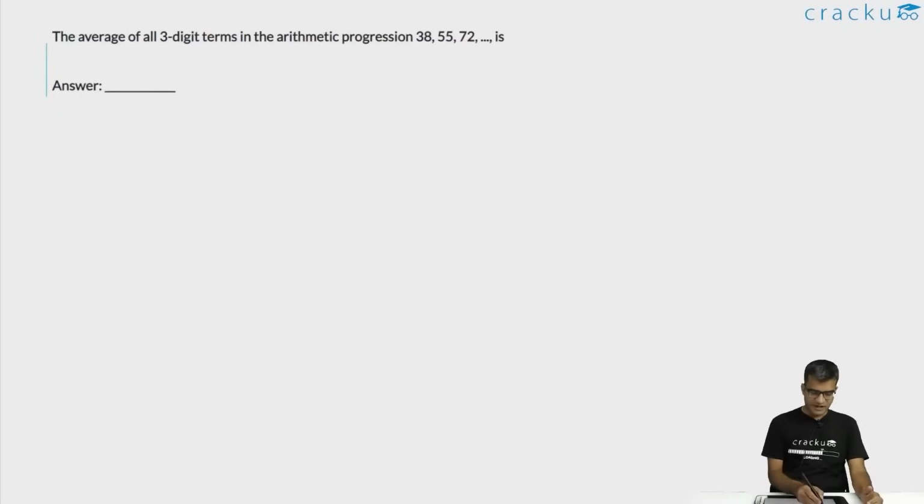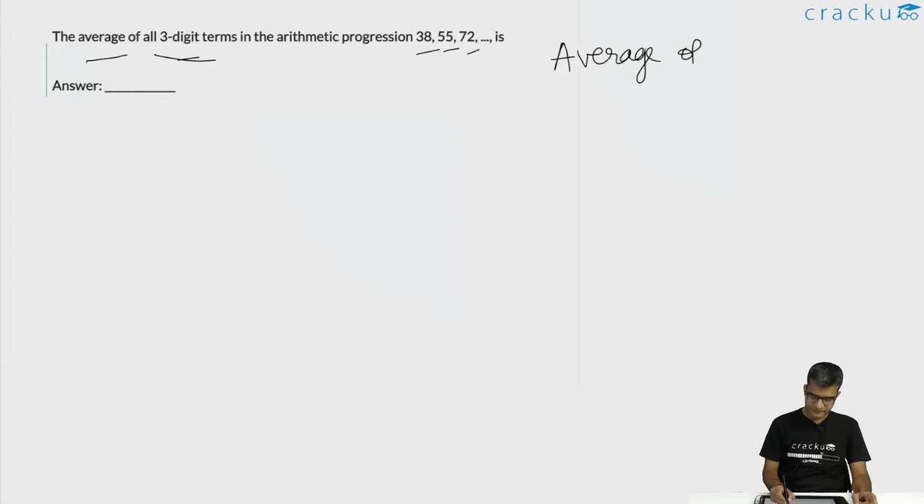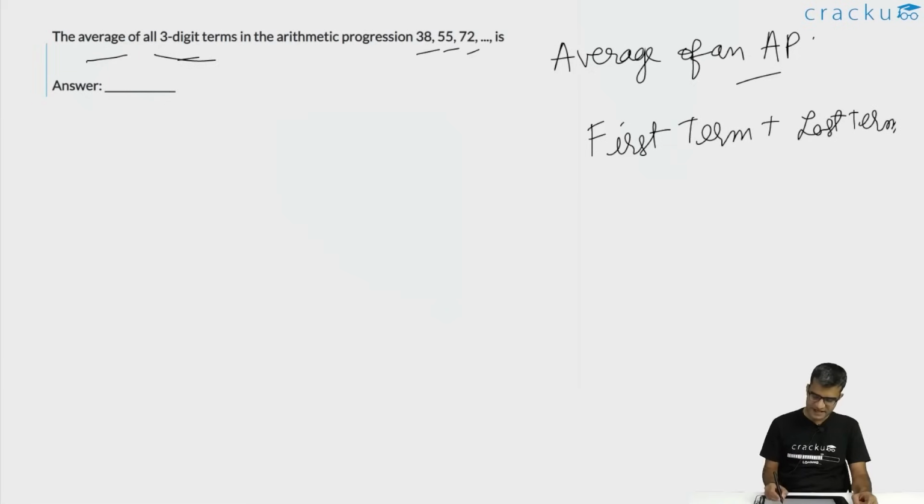In this question, we are asked to calculate the average of all the 3-digit terms which are part of the arithmetic progression 38, 55, 72 and so on. Whenever you are asked to calculate the average of an arithmetic progression, the easiest way is to calculate the first term and the last term and take their average. The average of an arithmetic progression is the average of the first term and the last term. This arithmetic progression is 38, 55, 72 and so on.